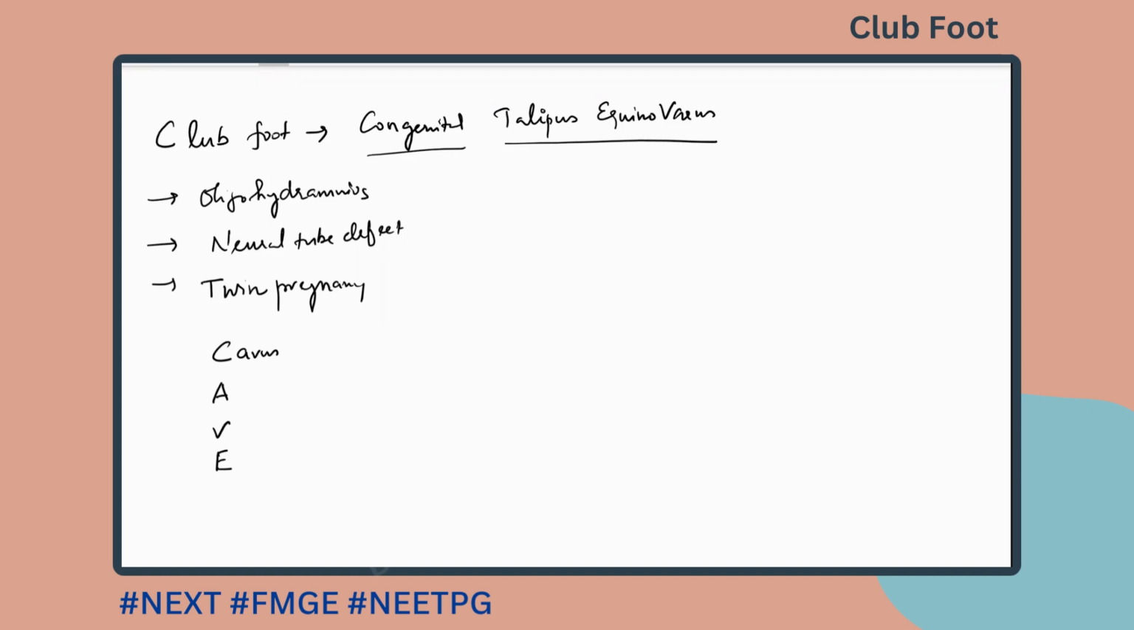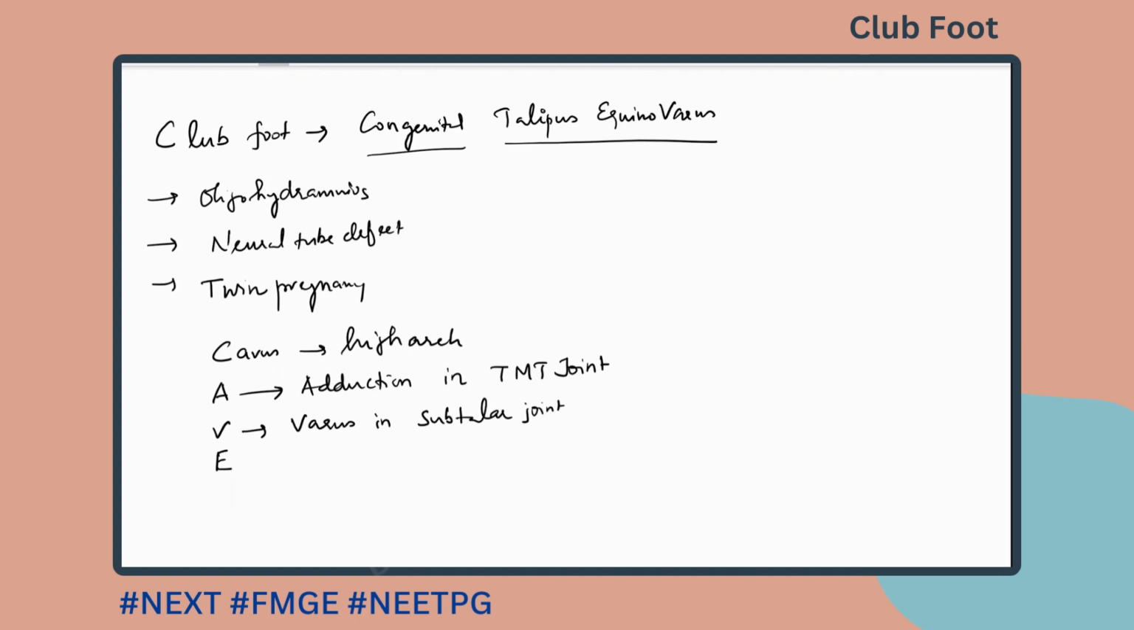If there is too much of a gap, it is like a cave, we call it cavus. If it is flat, we call it planus. So this child will have cavus deformity. The foot will be highly arched. The child will have adduction in the forefoot, at the tarsometatarsal joints. There will be varus in the subtalar joints, and there will be equinus at the ankle. So these are the deformities seen in a child with clubfoot.